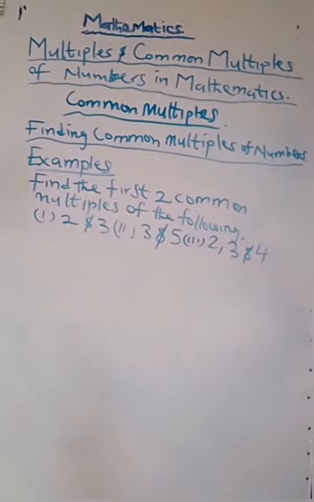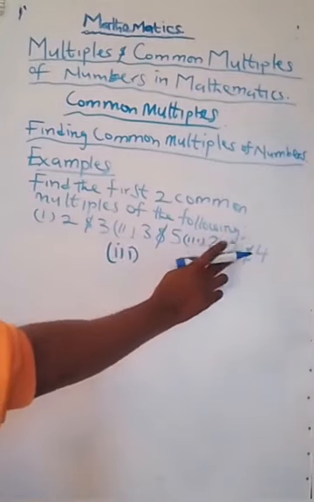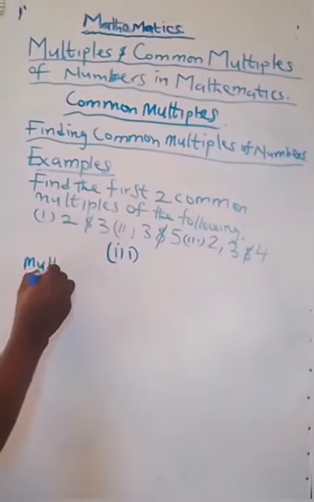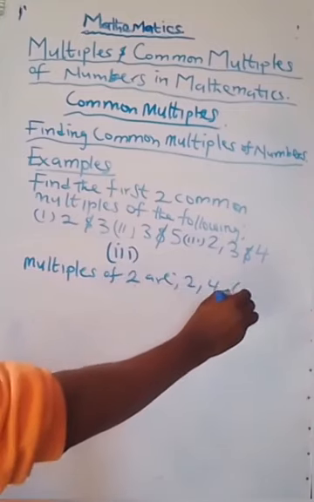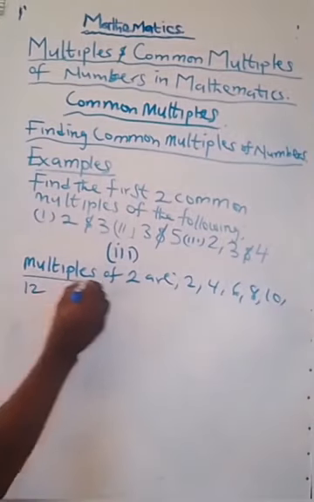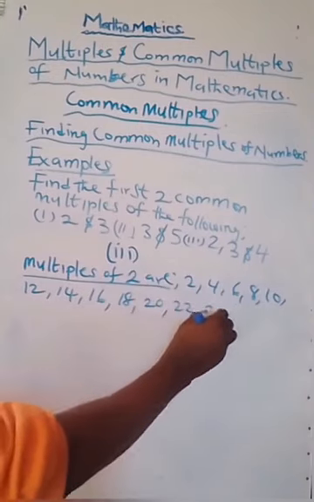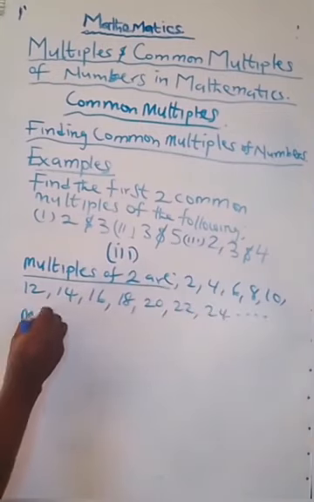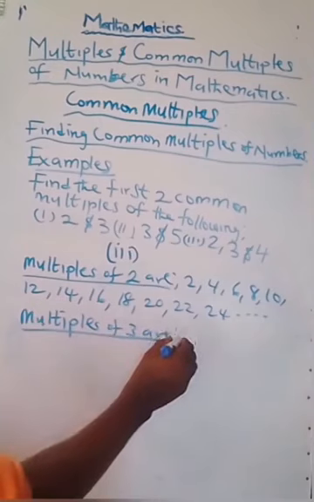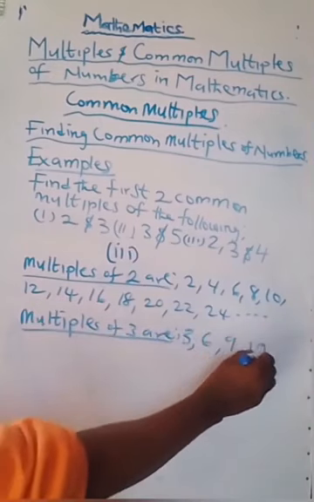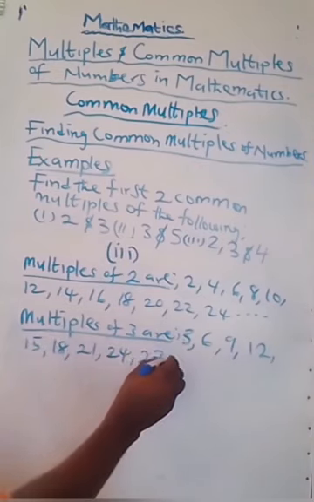That is it. Let us now look at the last question. Question 3. We want to look at the first 2 common multiples of 2, 3, and 4. So let's start with 2. Multiples of 2 are 2, another 2, 4, 6, 8, 10, 12, 14, 16, 18, 20, 22, 24, and more. Let's look at multiples of 3: 3 itself, 6, 9, 12, 15, 18, 21, 24, 27, 30, many more.